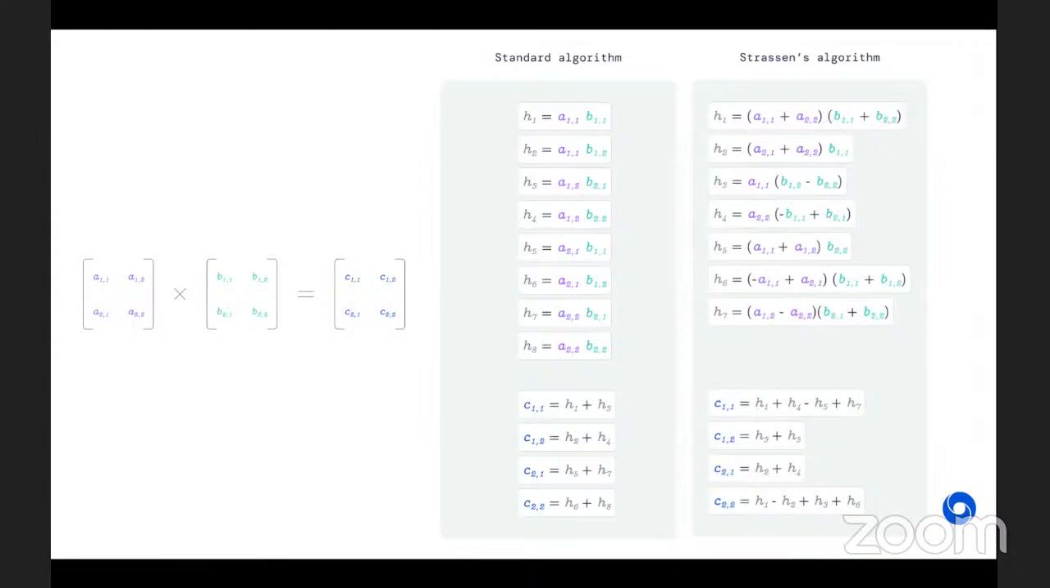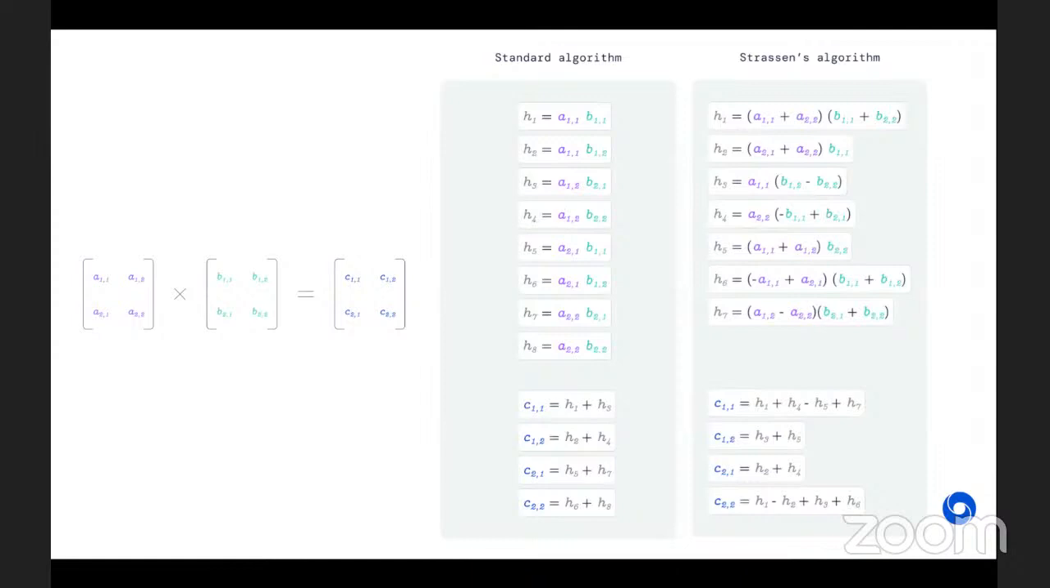So this is not interpretable. It's an algorithm that is hard to come up with. Like if you have an empty sheet of paper, it's kind of hard to come up with. But it's very easy to check, right? So it's just some algebraic computations, and you can check very easily that this actually works.